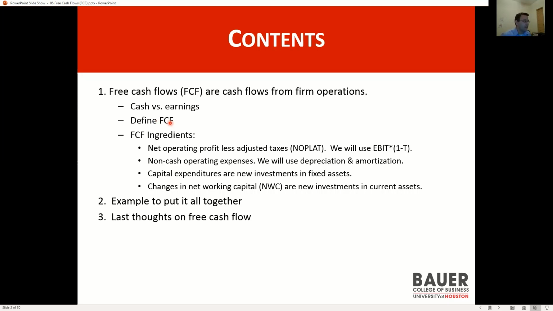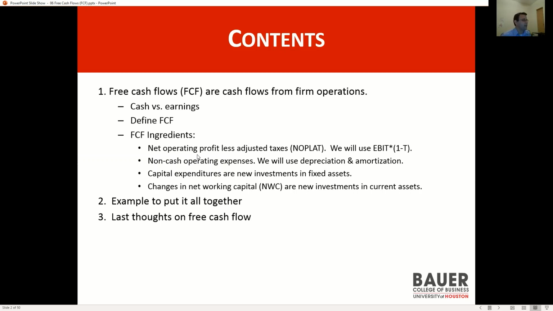We'll define the free cash flows in a little bit more detail, and we'll walk through the ingredients. We'll see that there's 4 ingredients to calculating the free cash flows. We're going to start with profit. Okay, so we said that earnings are not a great measure of cash flows, but at least that's where we start. It has intuitive appeal. If you're making money, if you're generating more revenues than expenses, then you're making money. You should be getting some cash flow from that.